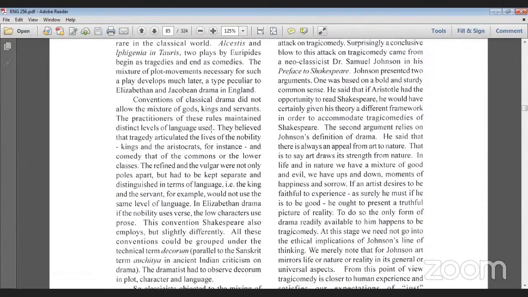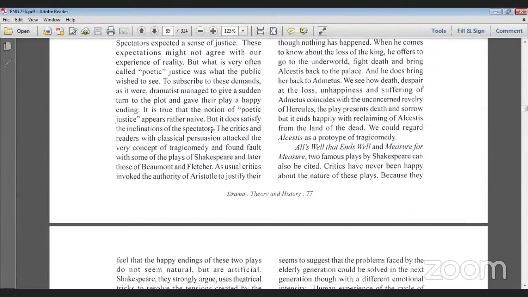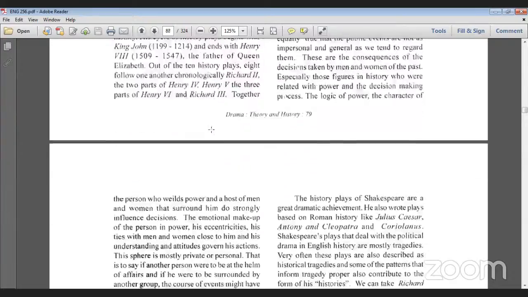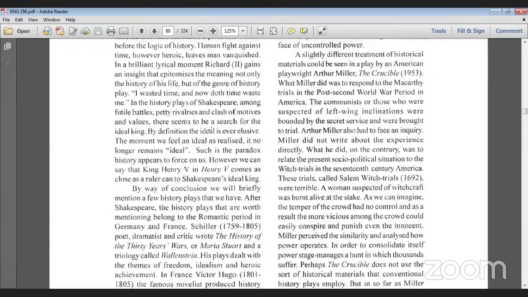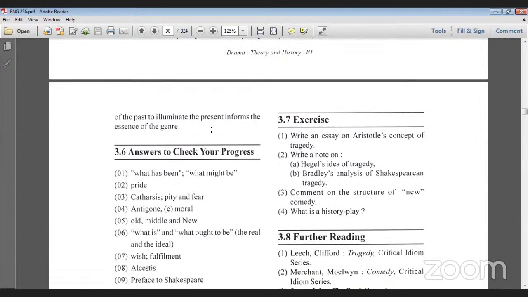So for this part, you can do it on your own. You just have to go through all of this, and the part that is necessary is page number 82, history plays, so that it will be more helpful for you for writing the answers. Now, if you go through exercise 3.7, write an essay, it is very easy to understand. It only asks for an essay on Aristotle's concept of tragedy.